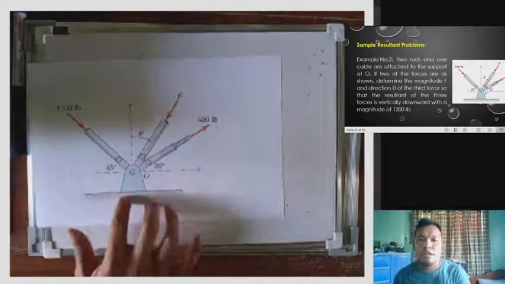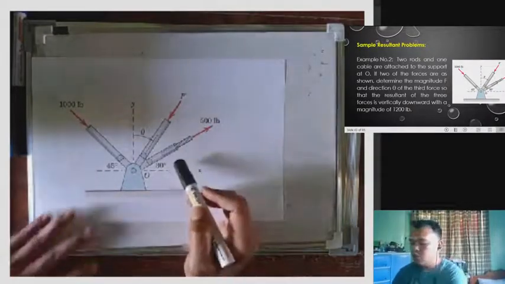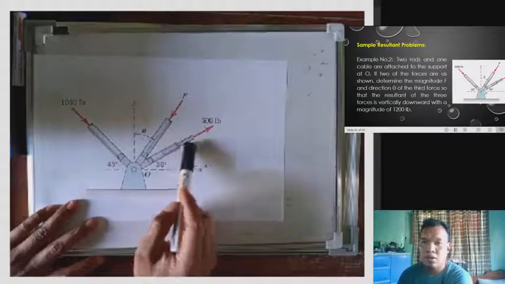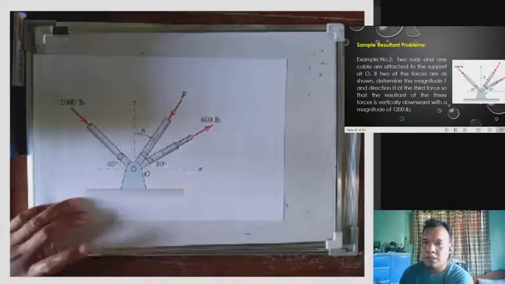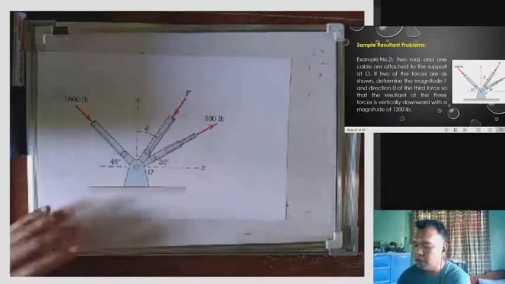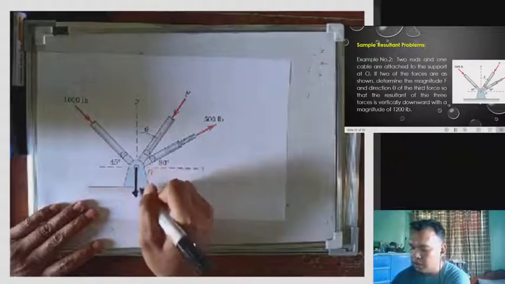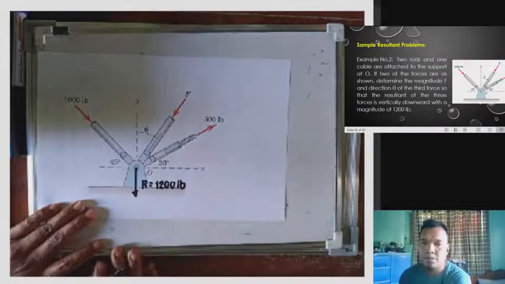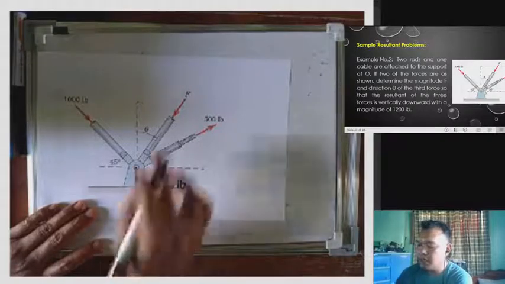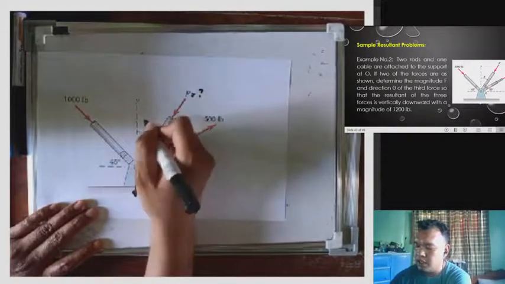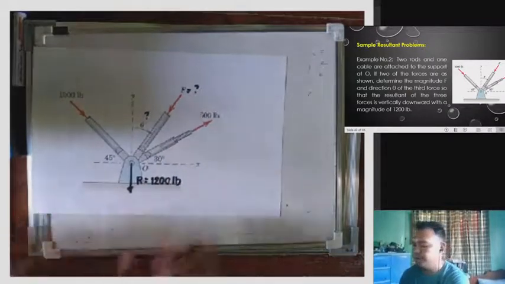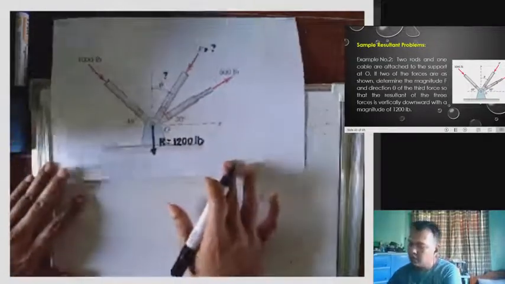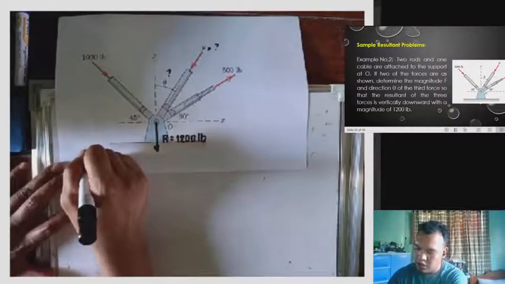Okay, so we have here this figure na meron tayong two rods daw ito. Tapos meron tayong cable na to. Attention siya. Then, based dun sa problem natin, we have here the resultant force R which is going downward daw ito. We have here R which is equivalent kay 1,200 pounds. Okay? So, to solve it, pinapahanap daw po yung force F at ano daw po yung angle theta dito. Okay? Solve natin. Solution number 2.